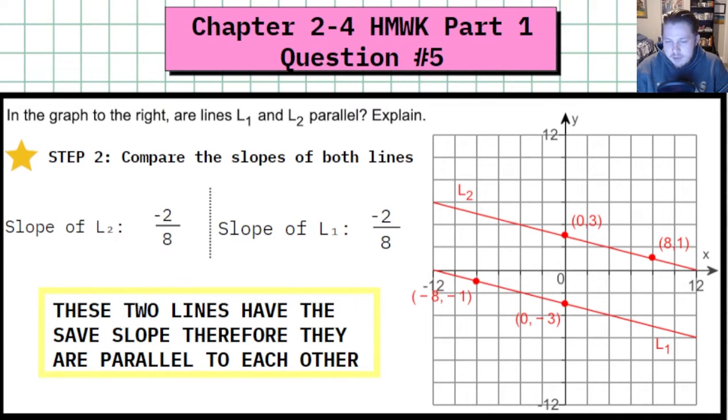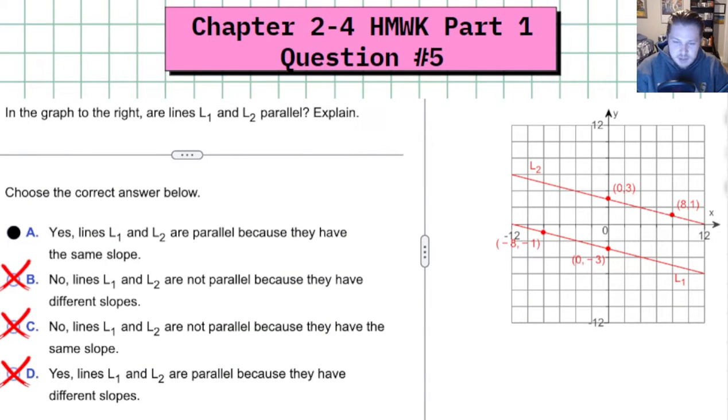Or they have the same slope. If they have the same slope, that means they're parallel to each other. So looking at the answer choices here, yes, it's going to be A. Lines 1 and 2 are parallel because they have the same slope.